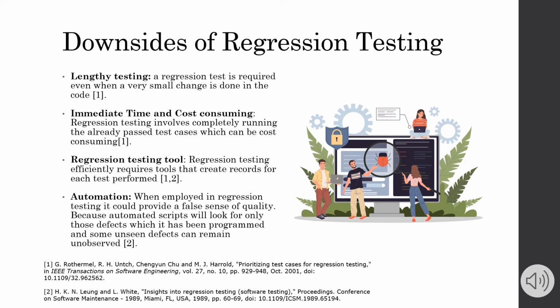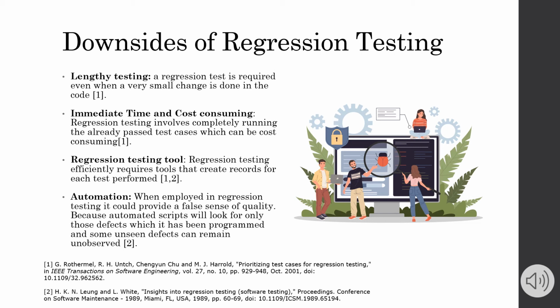Regression testing involves completely running all the already passed tests, which can be cost-consuming due to the software developers' use for this, and also due to all the automation that it requires in case there's an automation tool, which leads me to the third downside. In order to be effective or efficient with regression testing, there needs to be an automation tool, and these tools are meant to create records of each test performed in order to have traceability back on how the test was conducted and what the outcome was.